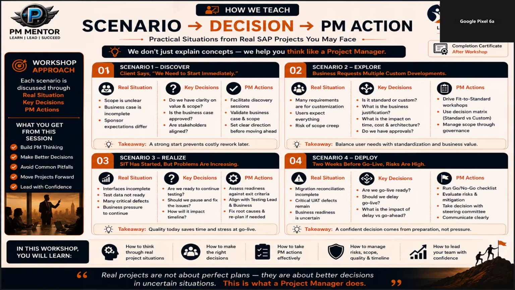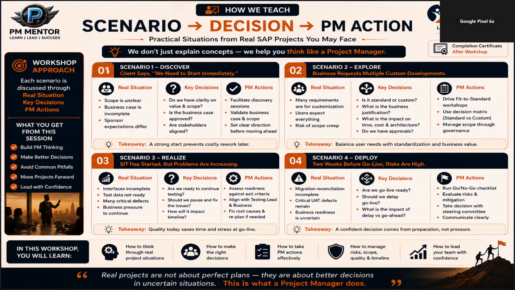As a project manager, you need to ask, is the business case approved? Is the scope understood? Are stakeholders aligned? Do we all agree on what success actually means? Your PM action is to facilitate a discovery discussion, validate the business case and scope, align stakeholders, and establish a clear direction. So here the key takeaway: a stronger start prevents costly rework later.